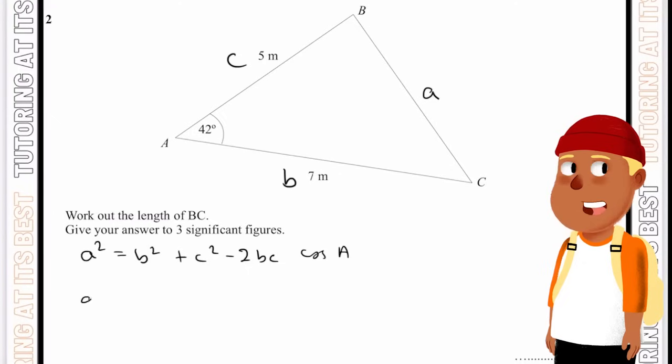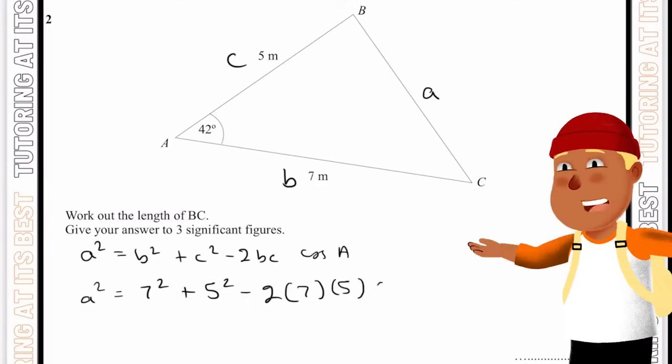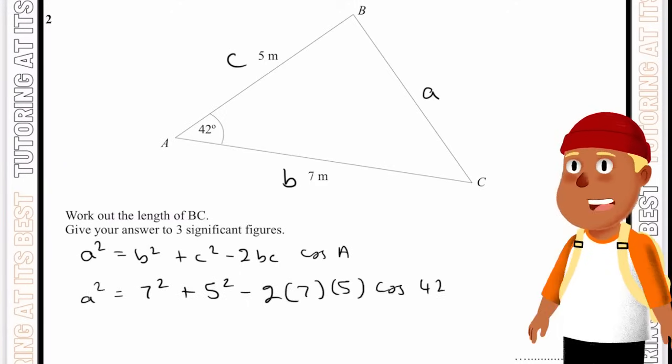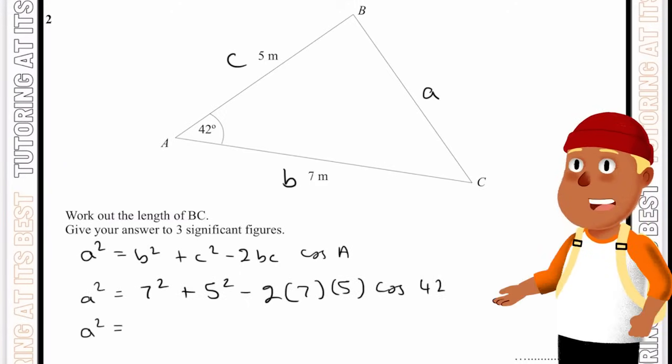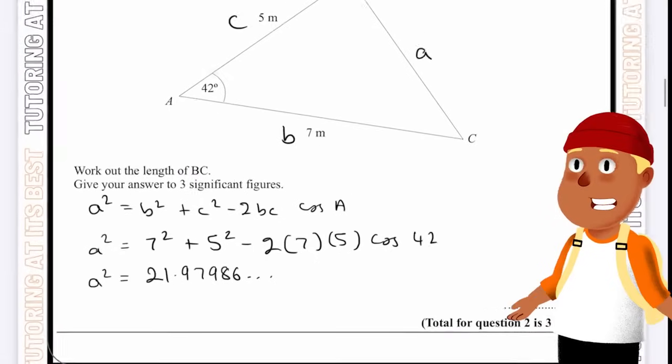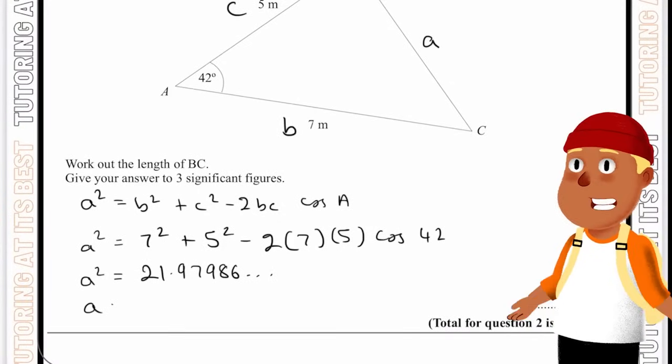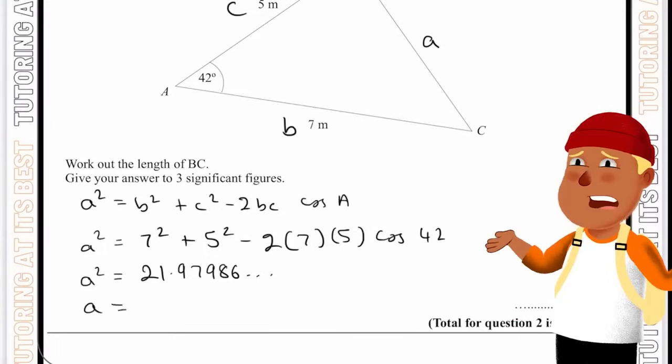So we'll then have a squared equals 7 squared plus 5 squared minus 2 times 7 times 5 cos 42. When we put that into the calculator, we should receive 21.97986. Then again, we need to square root our answer. So a then gives us 4.69.